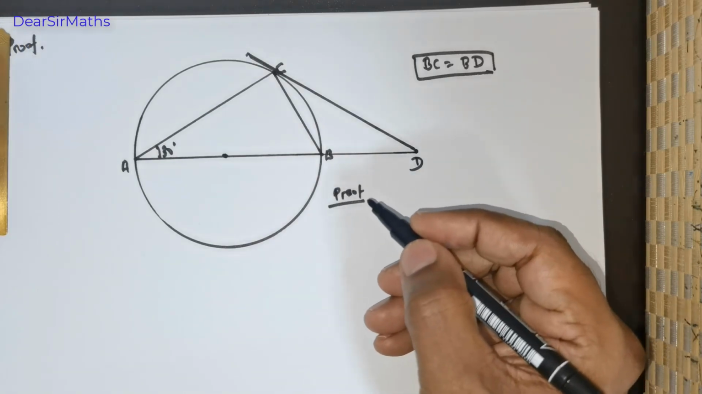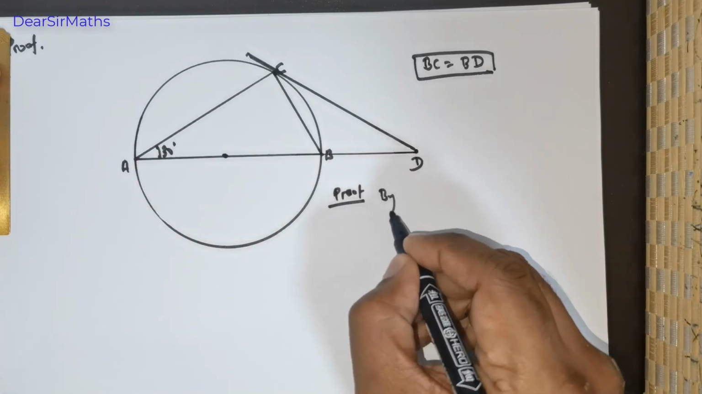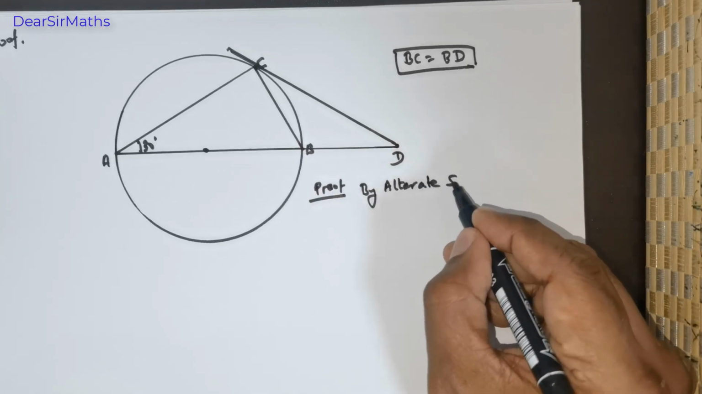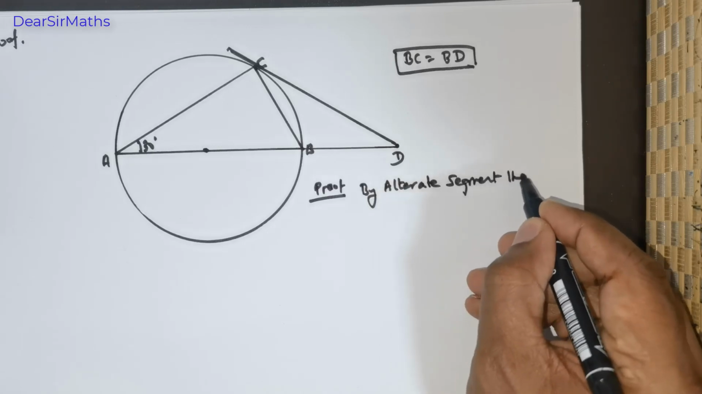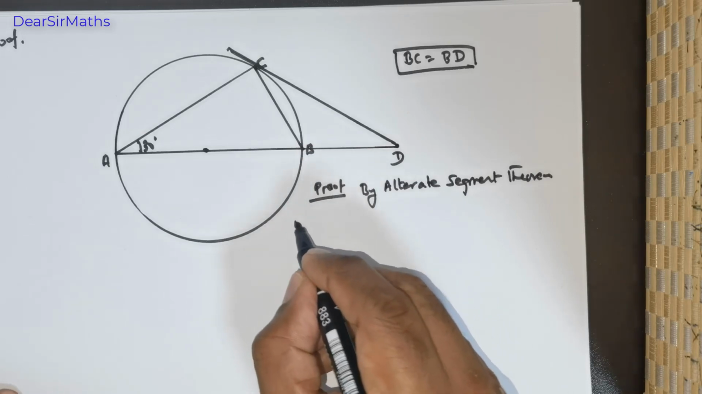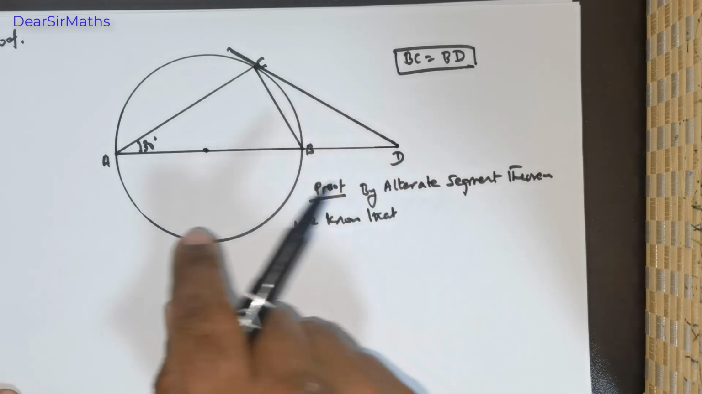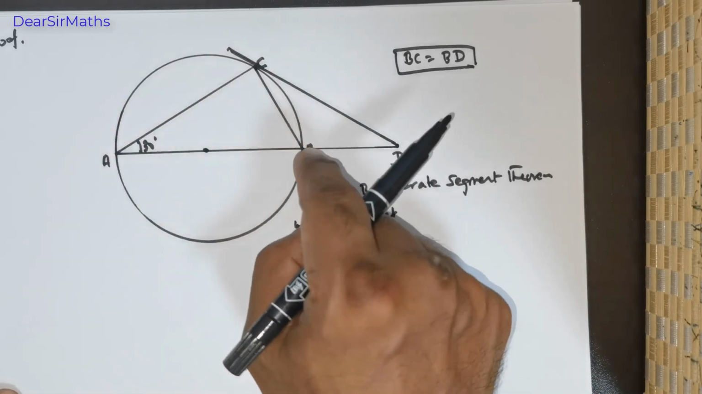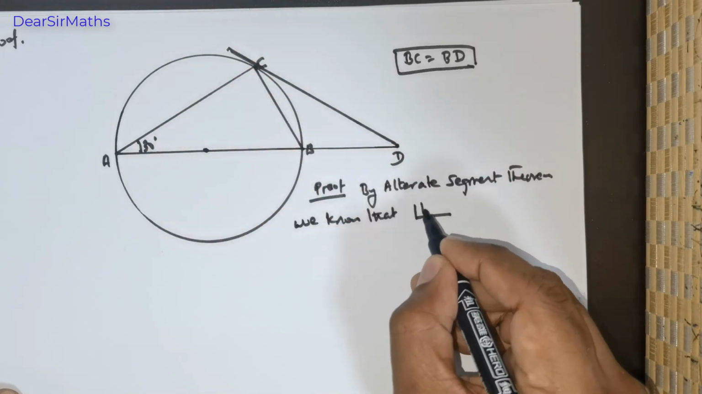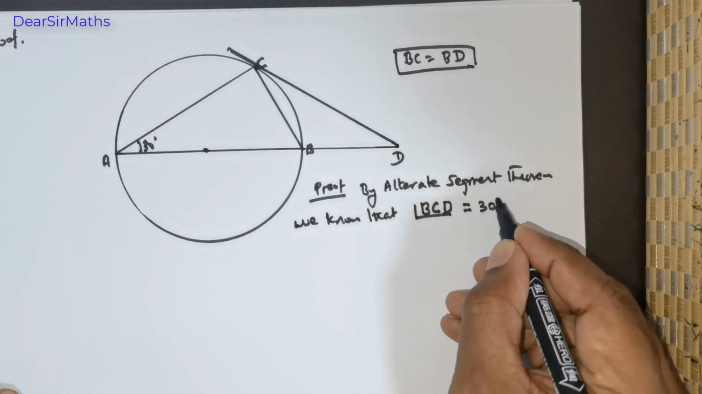Okay, foremost what I wish to do is I would like to apply the alternate segment theorem. Now by alternate segment theorem we know that this is 30 degrees. So BCD is going to be 30 degrees. Angle BCD is equal to 30 degrees. This is the first observation.